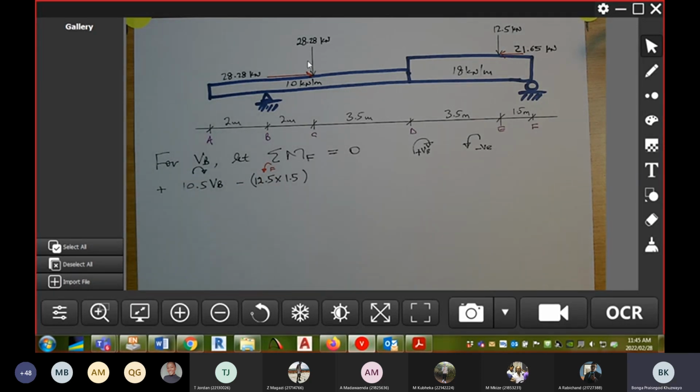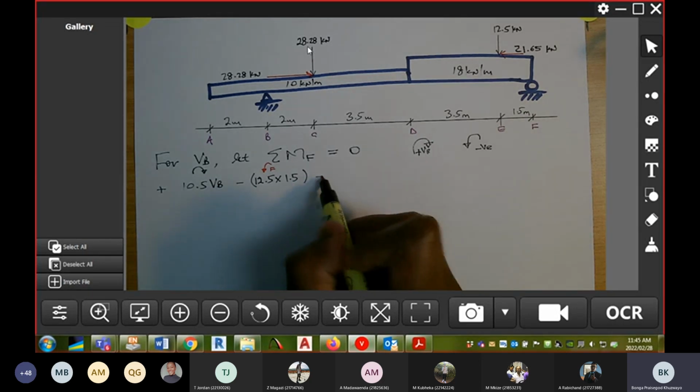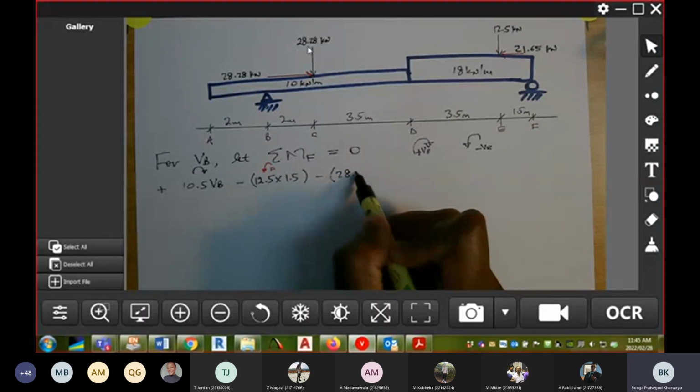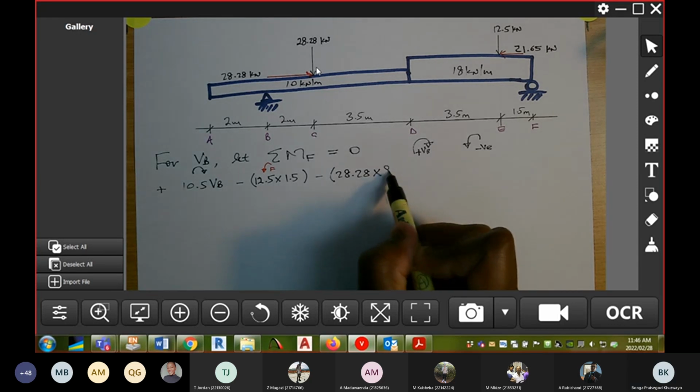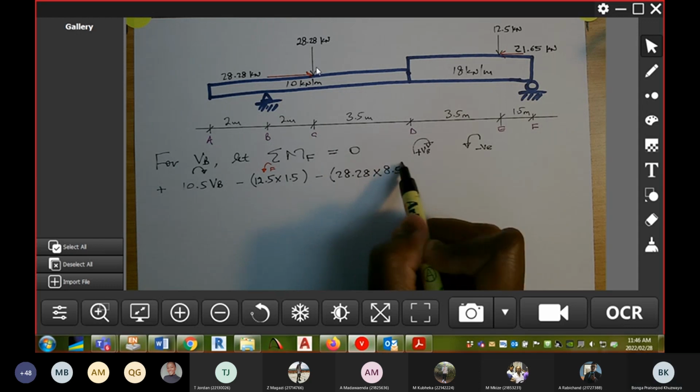The next one, okay, let me do that point load. We've got minus 28.28. The lever arm for 28.28 is what? Anyone who wants to help us with that? What is the lever arm for 28.28? You said 8.5.